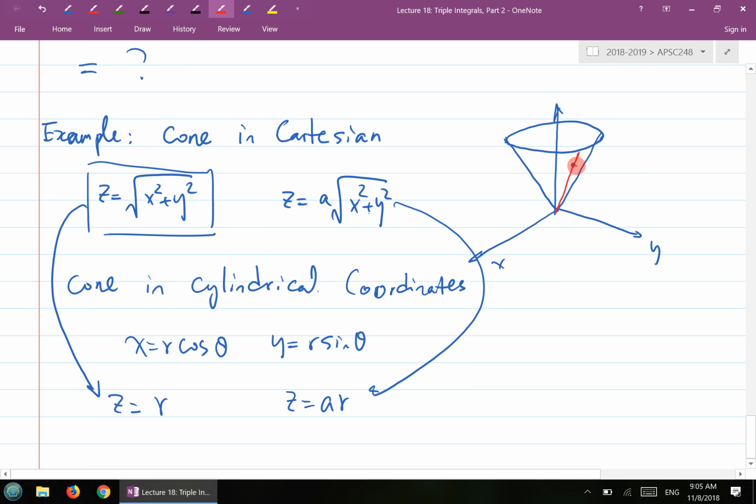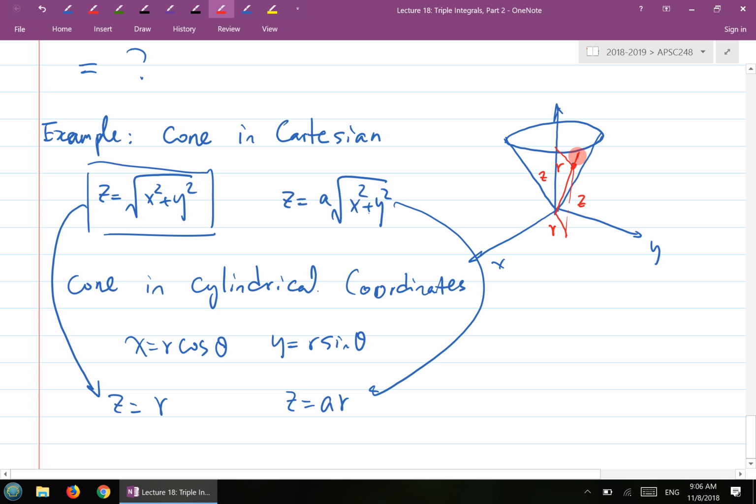If I look at this point I have picked and relate it to the cylindrical coordinates, this point has a z value. And what about its cylindrical r coordinate? Basically, here's your r here. And I can create another one on the top here. So this is the z, and also this is r on top.